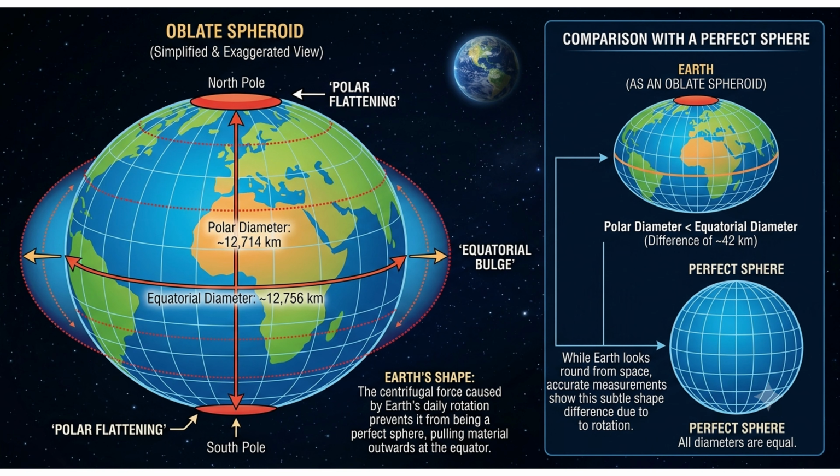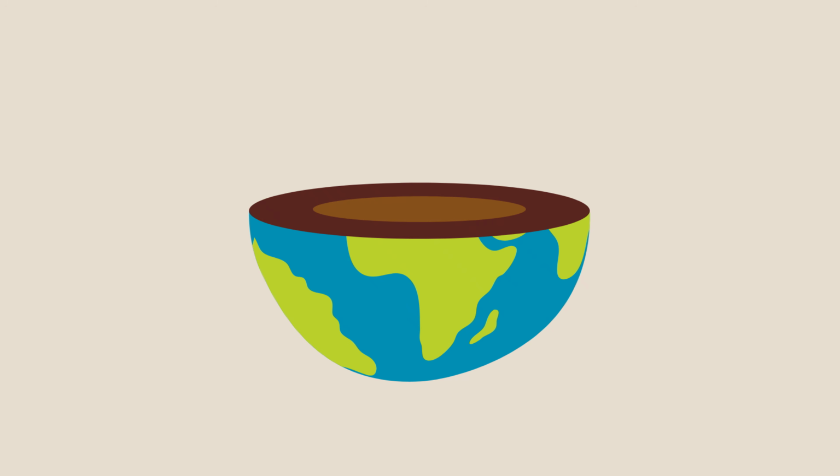An oblate spheroid is a ball that is slightly squashed at the top and bottom and a little wider in the middle. Earth is an oblate spheroid because its rotation makes the equator bulge outward a little. Now let's look at Earth's dimensions.